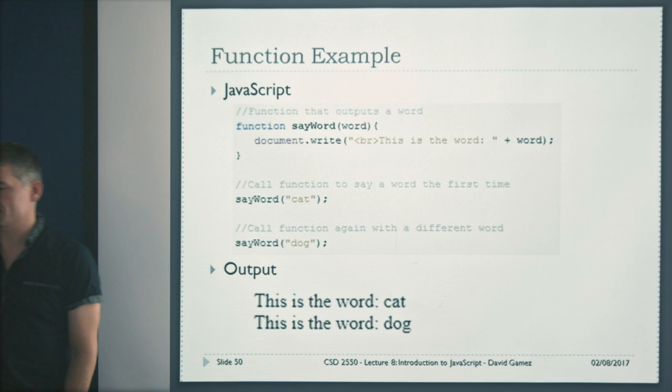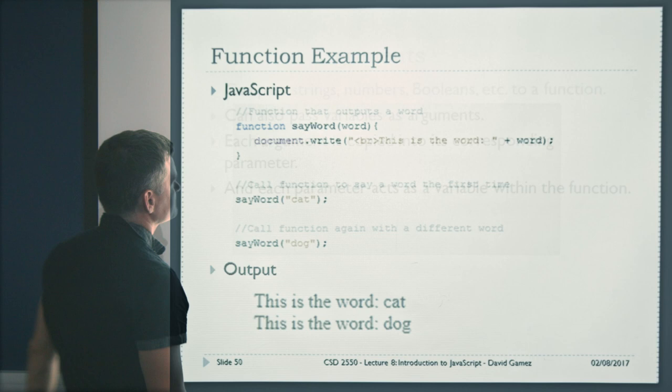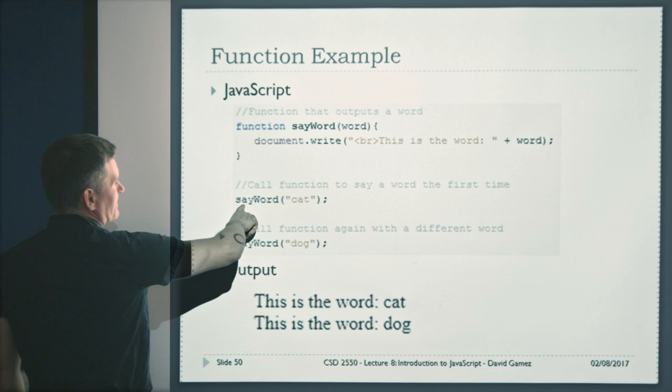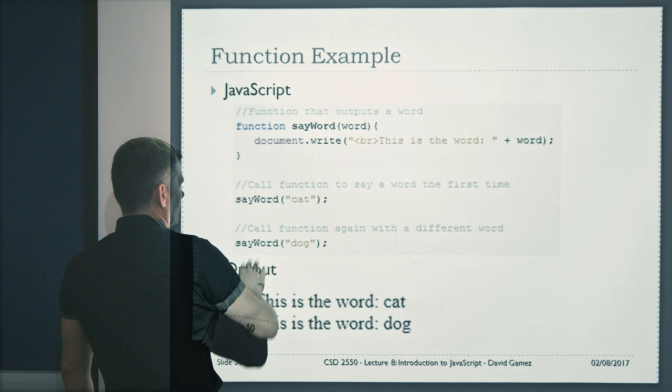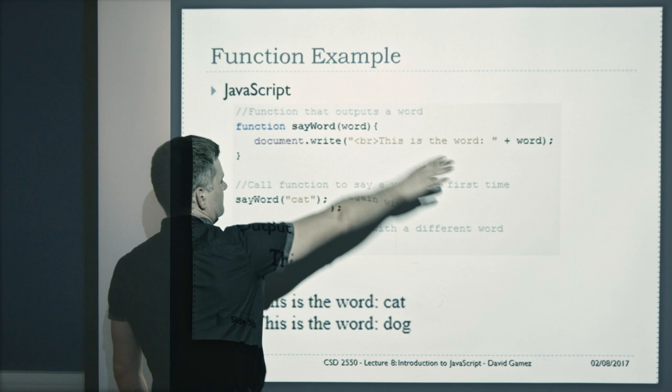So here's a little example. Here we've got a function called sayWord. Here's an argument to the function. When we call sayWord with cat, cat is copied into this variable here. So when we do document.write, this is the word, it outputs cat. On the other hand, if we call sayWord with dog, it'll pass dog into there, and then it'll output, this is the word dog.